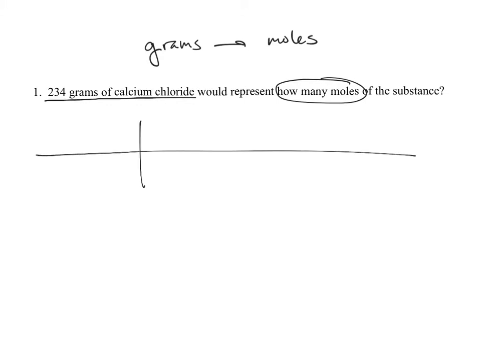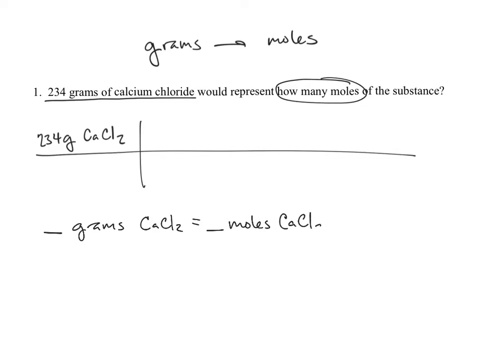Same as we were doing yesterday. Draw the chart, put your given information in the upper left-hand corner, 234 grams of calcium chloride, which is CaCl2. And we're going to see how many moles that represents. To go from grams to moles, you need a conversion factor that says blank grams of CaCl2 equals blank moles of CaCl2.